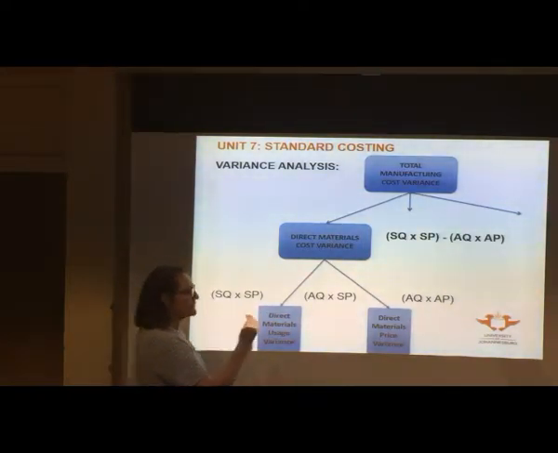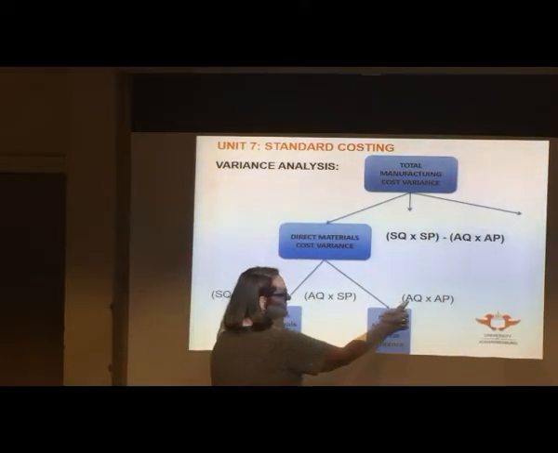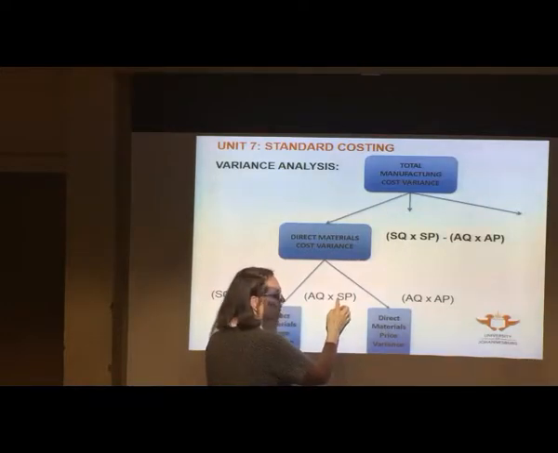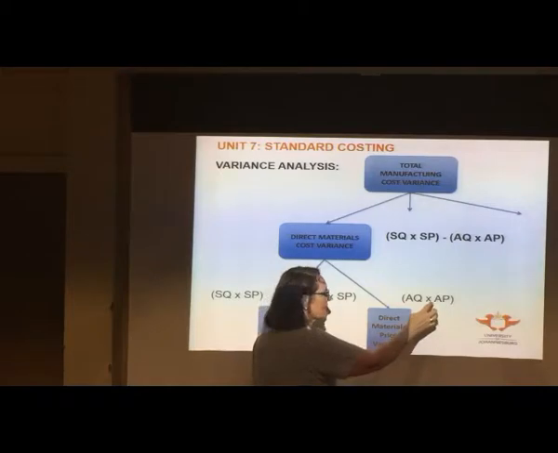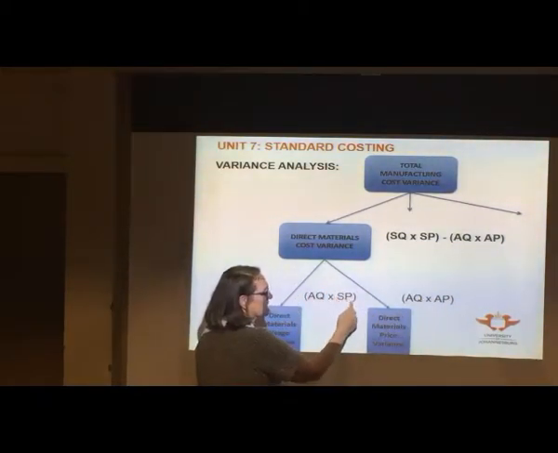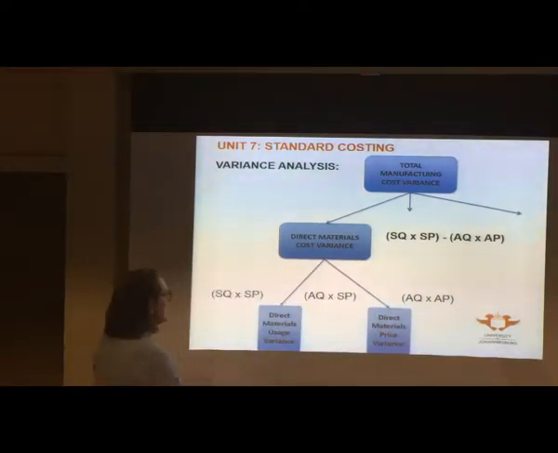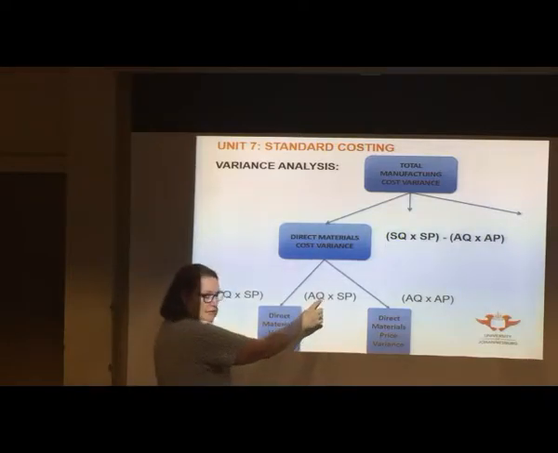Okay, if you look at the difference between this formula and this formula, what is the difference? The quantity remains the same. That's a standard price, that's an actual price. So once we compare that to that, we're going to see the difference in price. Can you see that? So the difference between what we get here and what we're going to get here is based on the difference in the standard price and the actual price. So the direct materials usage variance is the standard quantity times standard price minus actual quantity times standard price.